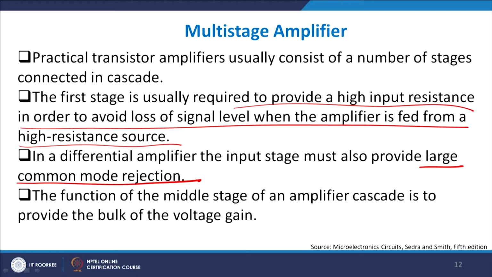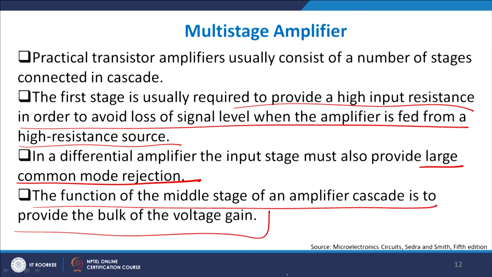So the first stage has a high input impedance, because typically my source has a high output impedance. To match the two, generally the first stage has high input impedance. In a differential amplifier, the input stage must have very large CMRR. The function of the middle stage of an amplifier cascade is to provide the bulk of the voltage gain. So if I have 2 stages, 3 stages, let us suppose the first stage is just to match the impedance level, so that the maximum power is transferred.